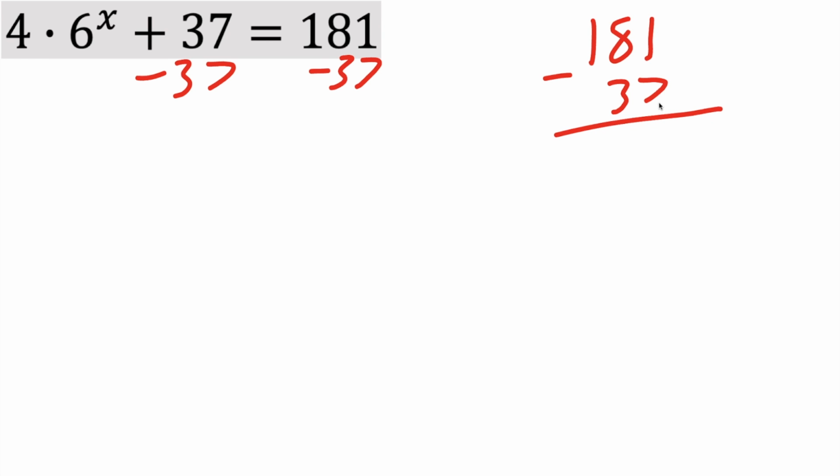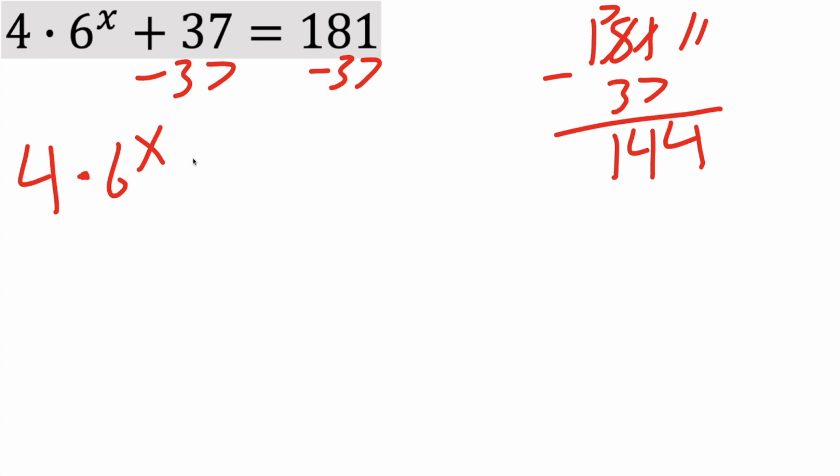So 1 minus 7, we get a negative, so we can't do that. So we got to take away some from 8. So change the 8 to a 7, change the 1 to 11. 11 minus 7 gives us a 4, and 7 minus 3 gives us a 4, and 1 stays, so 144. So we have 4 times 6 raised to x is equal to 144. All we did was subtract 37 on both sides. Now we're not done yet.